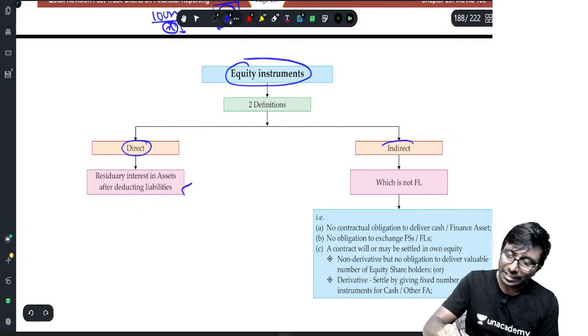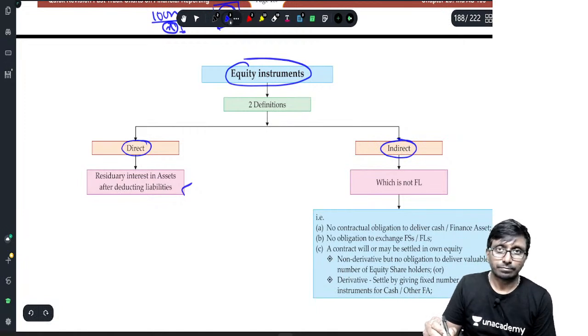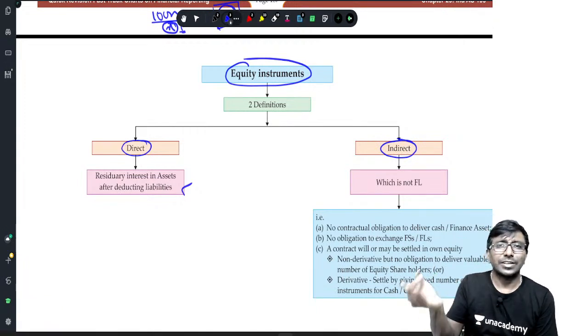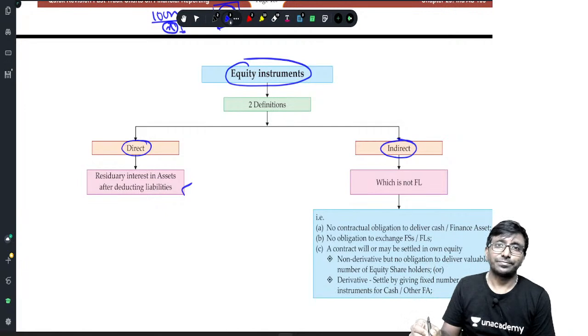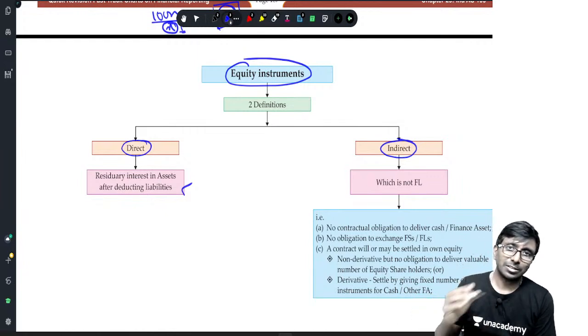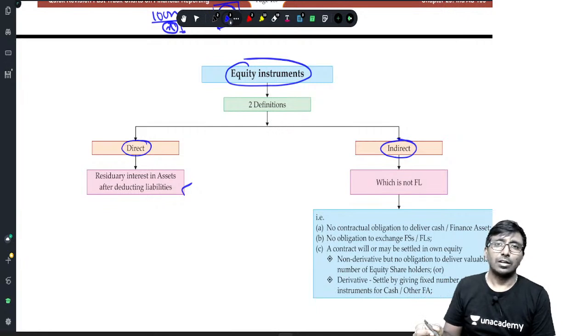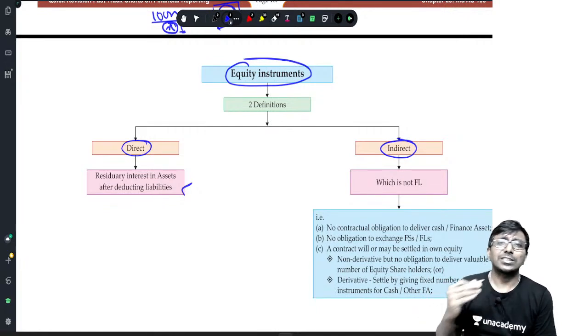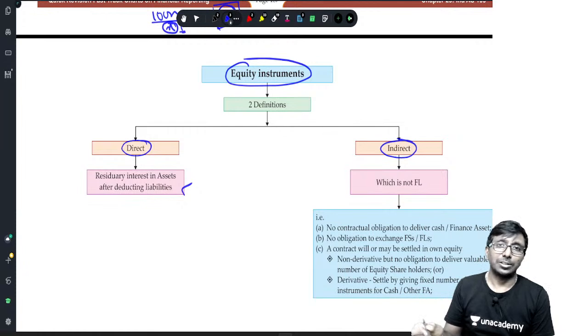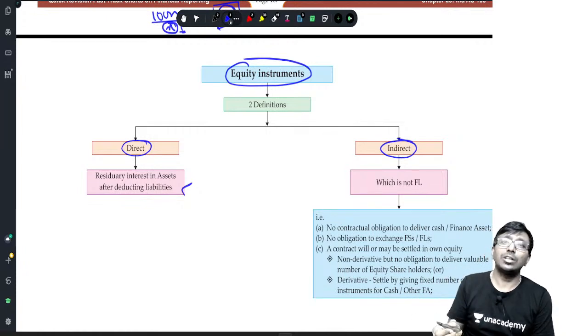Right. What about the indirect method of defining? We can say that what is not a financial liability is also equity. Obviously, correct? We spoke about what a financial liability is. What is not a liability is nothing but equity. Suppose I got money and I don't have an obligation. Nobody can ask me for a refund of the same money. That means it is my equity amount.